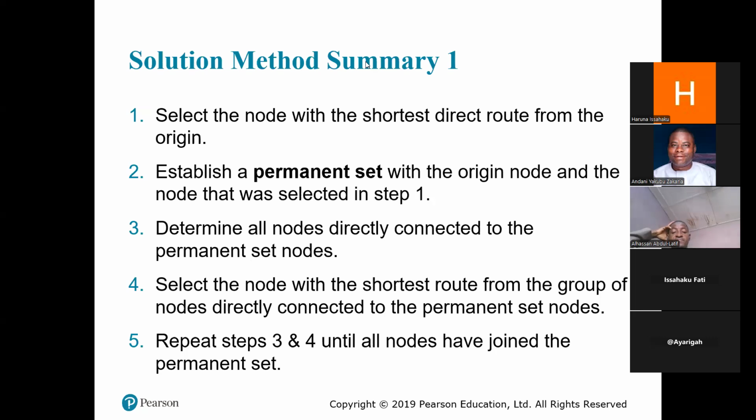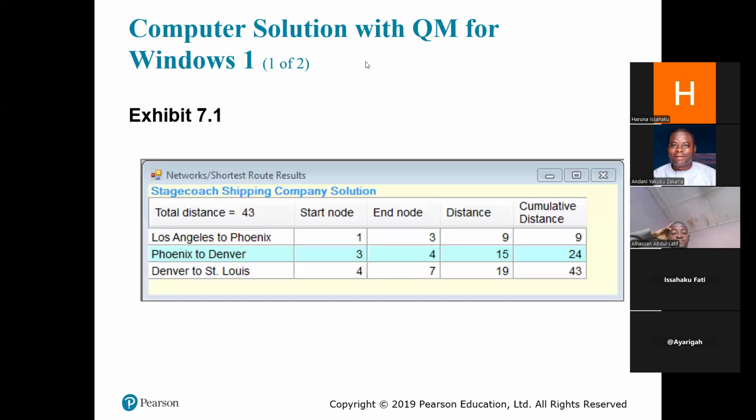Okay. Now, you can also use QM for Windows to solve the shortest route problem. And I shared with you yesterday Exhibit 7.1. You can use that to solve the problem.